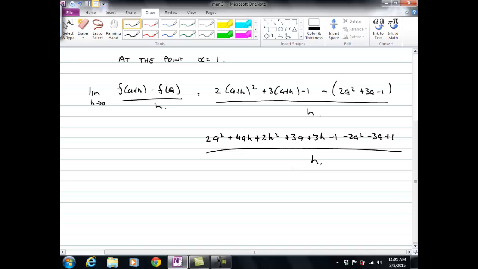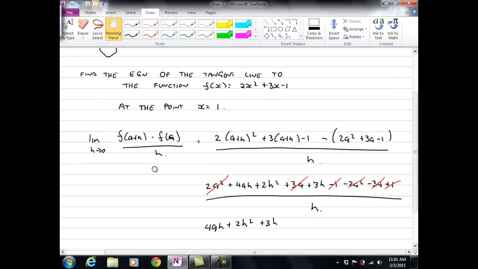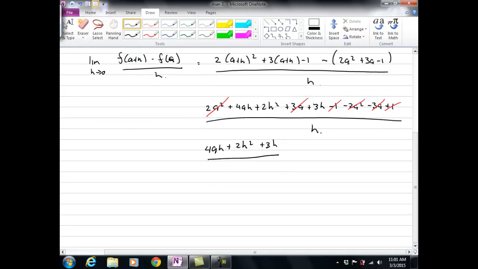Now, we just played a game of crossing things out. I'm going to cross out this 3a with this 3a. A squared is gone. The 1 is also gone. So what you have is 4ah plus 2h squared plus 3h all over h. Now the h's cancel out. So what you're really left with is 4a plus 2h plus 3, which really becomes 4a plus 3.